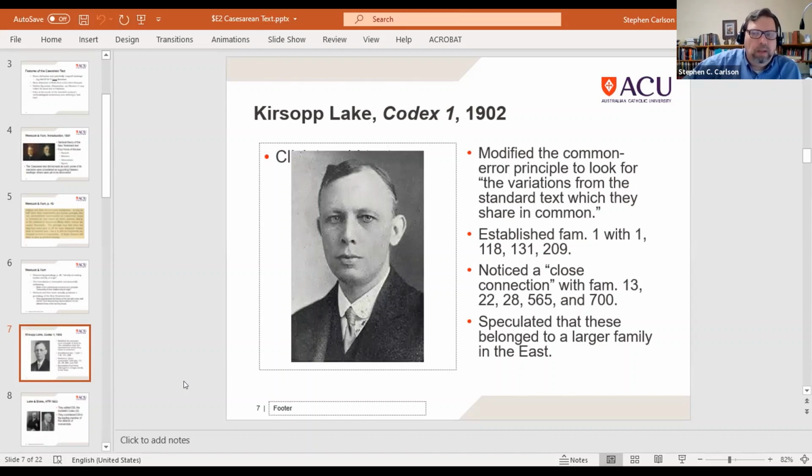Lake also noticed a close connection with family 13, which was discovered by William Farrar in the 1860s. Also manuscripts 22, 28, 565, and 700. 565 is pretty important in the history of the Caesarean text, so keep your eye on that one. And he speculated that these witnesses belong to a larger family in some limited region in the east. And so that's 1902, and we begin the 20th century with the establishment of this family.